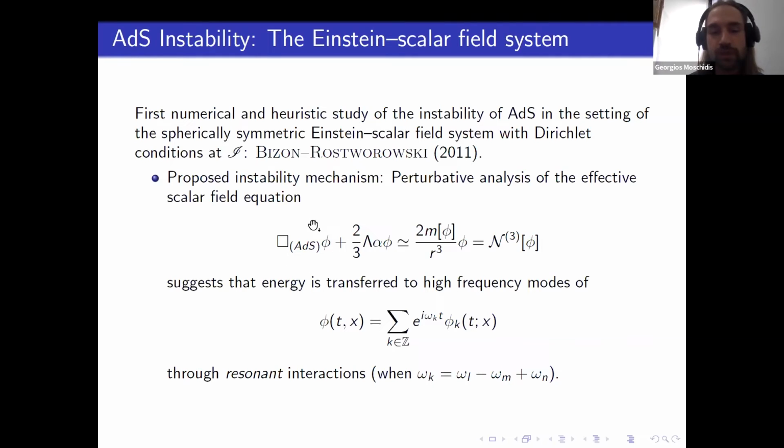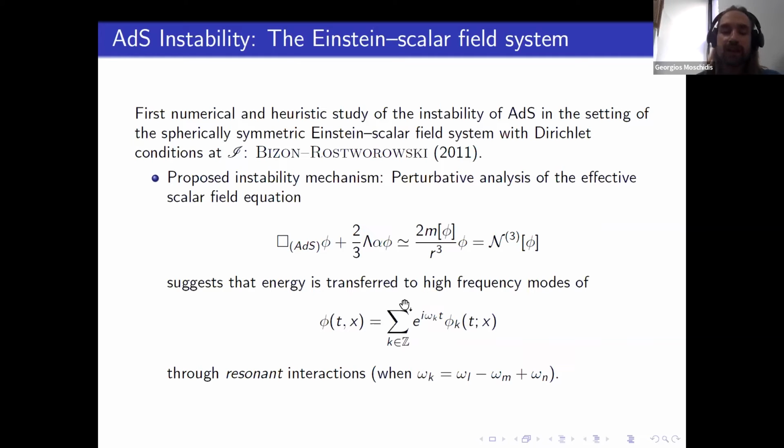So we start by first looking at solutions of the linear Klein-Gordon equation. And for the linear Klein-Gordon equation, exactly because of the symmetries of the ADS background, we know that any solution decomposes into a sum of modes that evolve independently from each other periodically. So any solution of the scalar field equation can be written as a sum of modes which do not depend on t here.